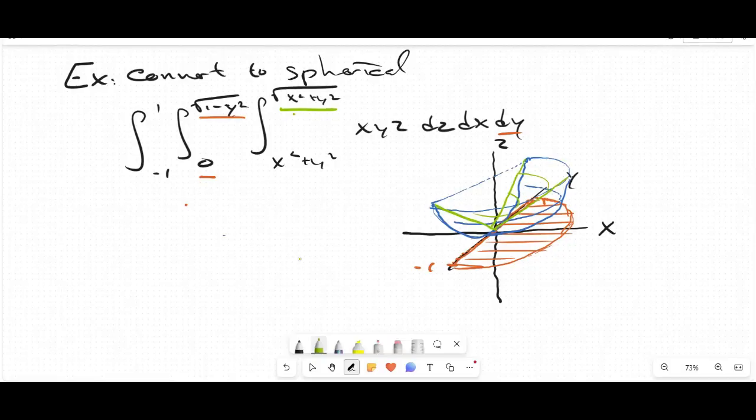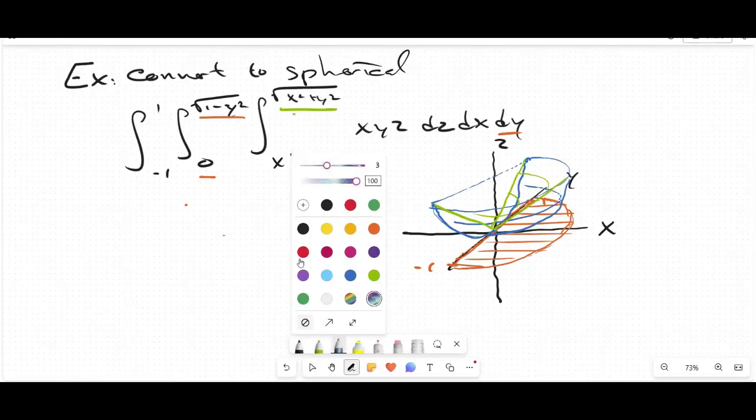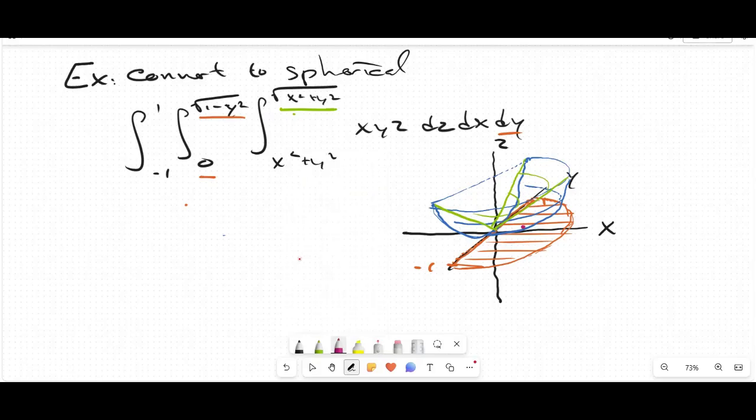So Z has to go as low as the blue paraboloid and as high as the green cone. Blue paraboloid, green cone. So these lines here are indicating the movement of Z from the bottom paraboloid up to the top cone.